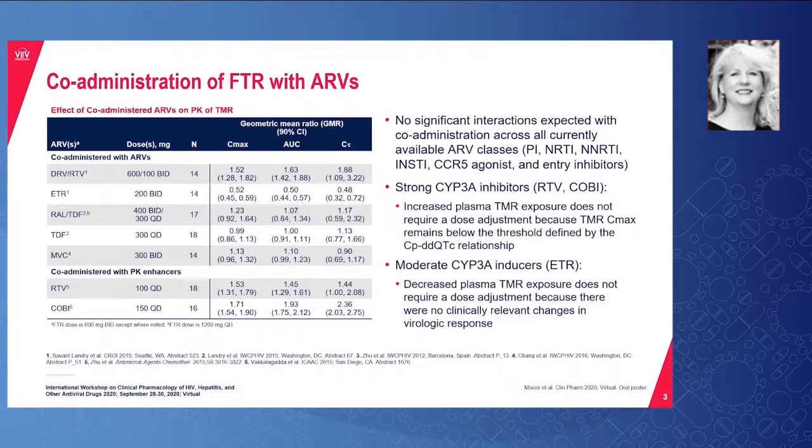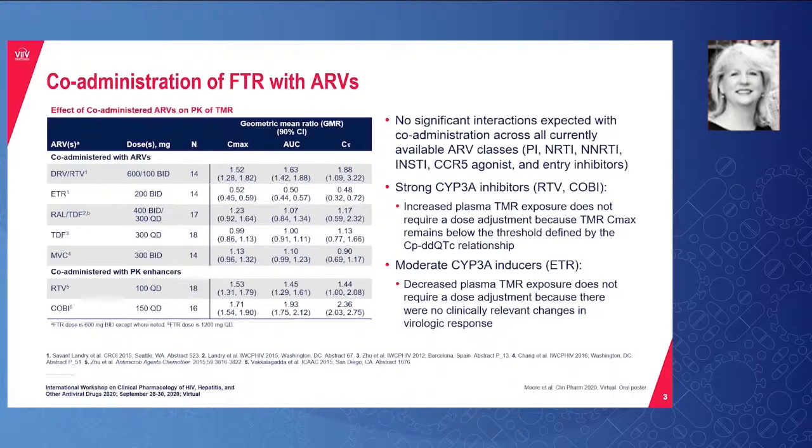And presented in the table to the left is a selection of these ARV classes and their impact on Temsivir. A full DDI profile for all ARVs is in the USPI. So let's take a closer look at strong CYP3A4 inhibitors: ritonavir, Cobi, boosted darunavir.